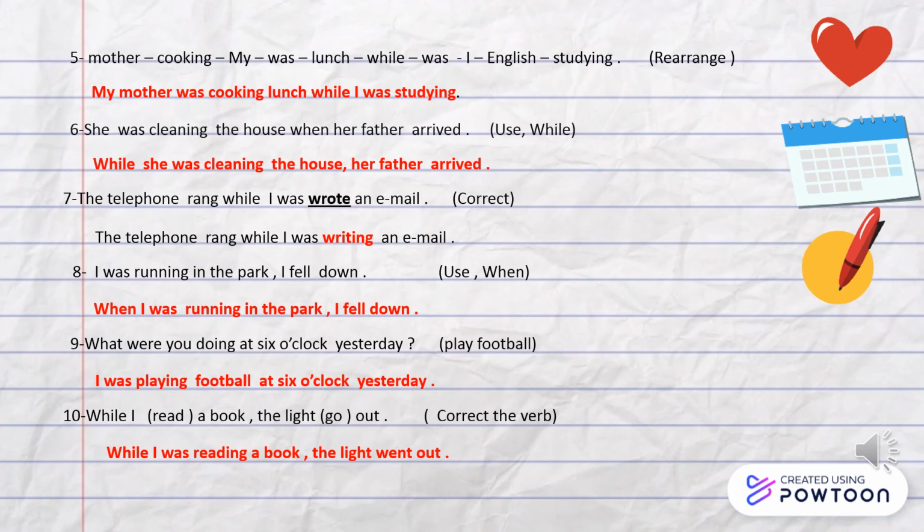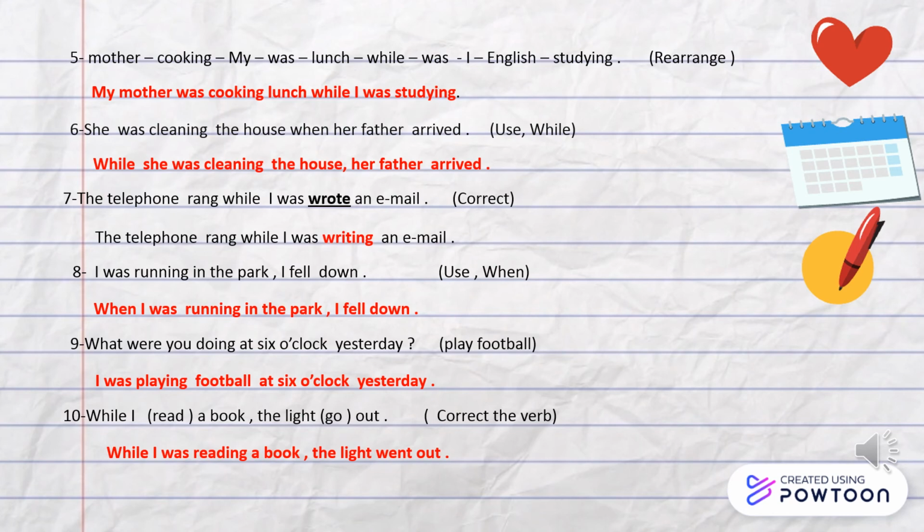Correct the underlined word. The answer would be the telephone rang while I was writing an email. As we said before, while here comes in the middle of the sentence, and the verb which comes after it is past continuous, and the other verb is past simple. Why? Because the first sentence which comes after while was happening in the past when it was interrupted by the second verb which is rang.